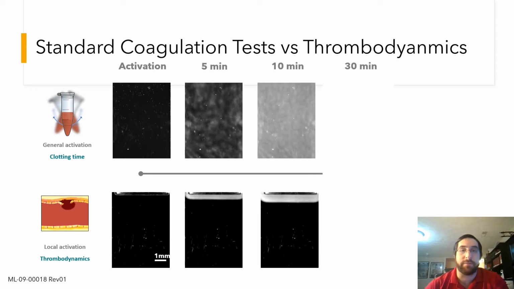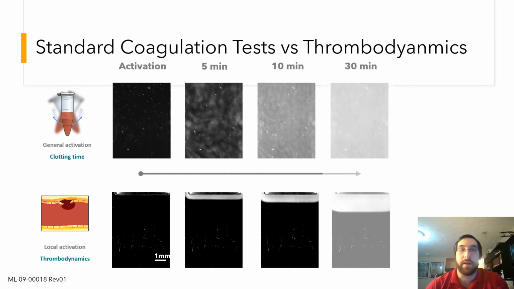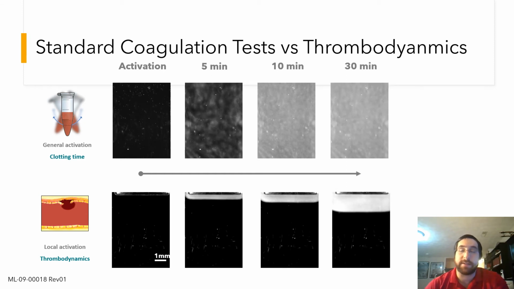By 10 minutes, the routine test is a wash of clot signal, while the front line of the Thrombodynamics test has progressed further into the plasma. At 30 minutes, the routine test looks the same as it did at 10 minutes, while the Thrombodynamics continues to penetrate deeper into the blood. As mentioned earlier, the time to initial clot formation is all that is measured by the routine test and would have completed even before the 5-minute image here.